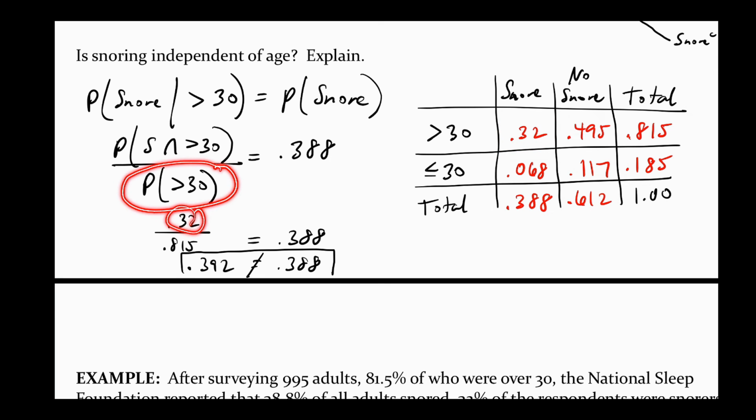Probability of over 30 is 0.815. Right. So I divided those. Came out very close, but not close enough. If it's close enough with a rounding situation, then it's okay. But this one is dependent. That means if you tell me their age, it's going to tell me a little bit about whether they snore or not. And the probability of snoring is 0.388.